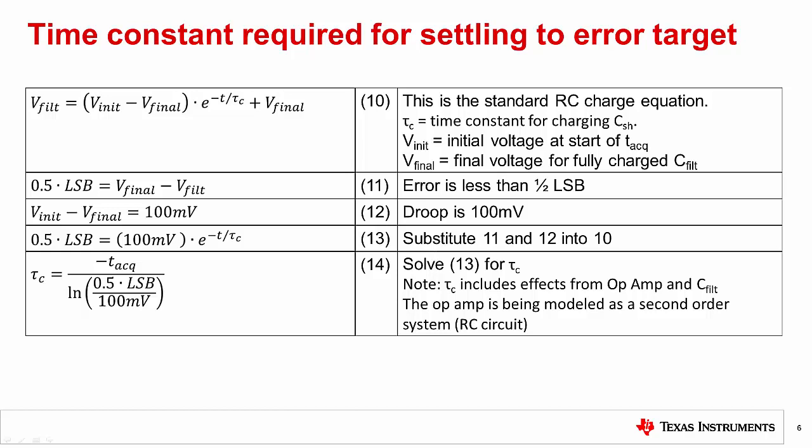The next set of equations relate to the time constant for the amplifier and RC load. Equation 10 is for the filter charge during the acquisition period. Note that tau c is for the complete time constant and is partly from the amplifier bandwidth limitations and also from the RC circuit. Equation 11 states that the final error is less than half of 1 LSB. Equation 12 states that the droop at the start of acquisition is equal to 100 millivolts. Equation 13 is determined by substituting the 3 previous equations, and equation 14 solves for the time constant.